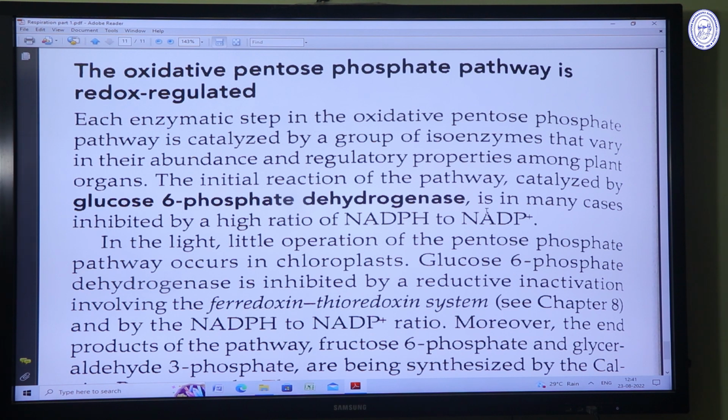Okay. So, this is all of glycolysis and pentose phosphate pathway. In my next class, I will discuss citric acid cycle and oxidative phosphorylation. Thank you.